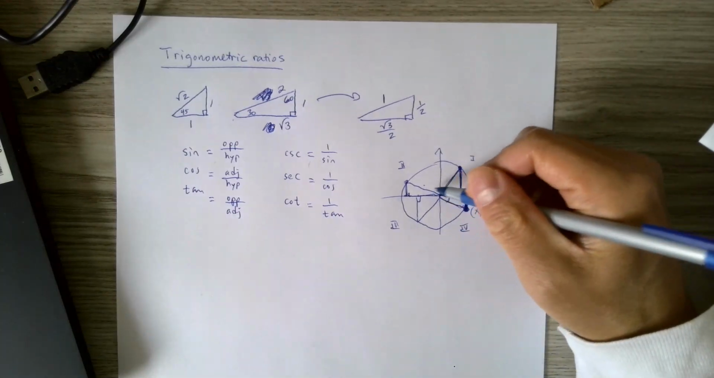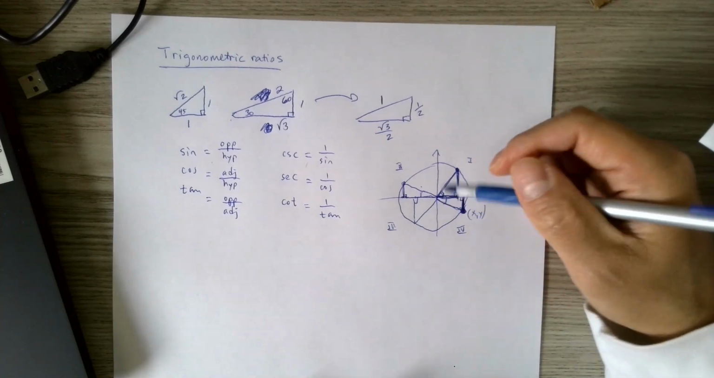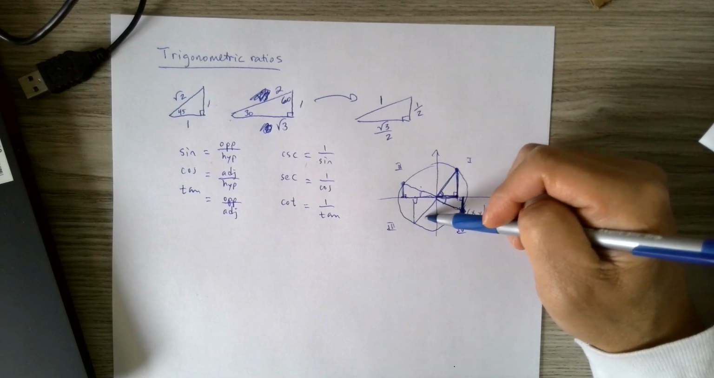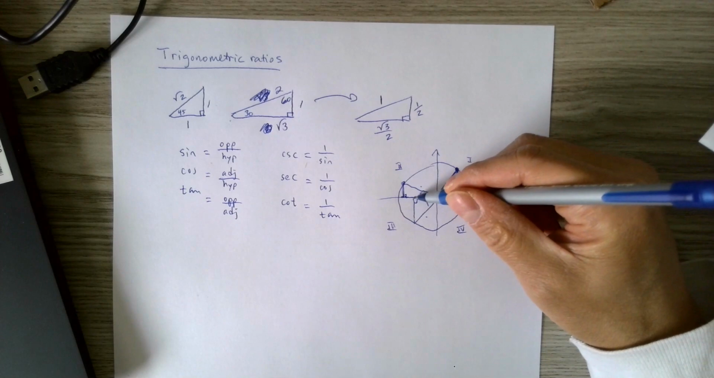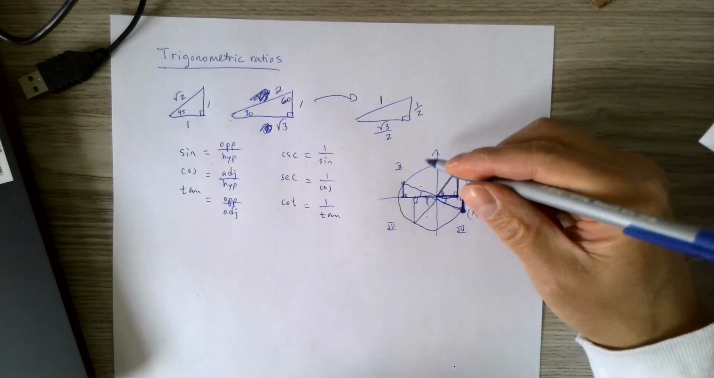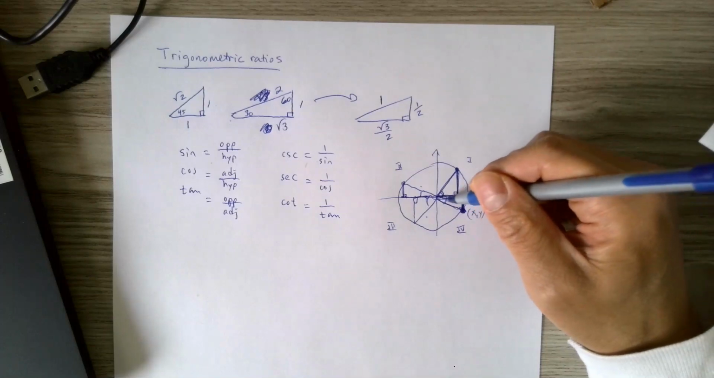So this angle will have a negative cosine value. In quadrant 3, this angle would also have a negative cosine value because you're still going to the left for adjacent. In quadrant 4, the cosine value would be positive because you're going to the right.